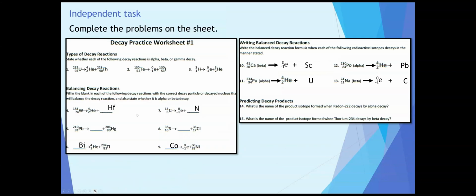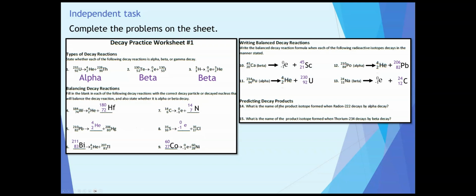Right, here are some examples. We've got a 4 and a 2 here, so this must be alpha decay. We've got 0 and -1 with an E on both of these, so these must be beta. And these are just the same as before. So we go 4 plus 180 gives us 184, and 2 plus 72 gives us the missing numbers there. And we just do the same for all the others. These are all the other answers.